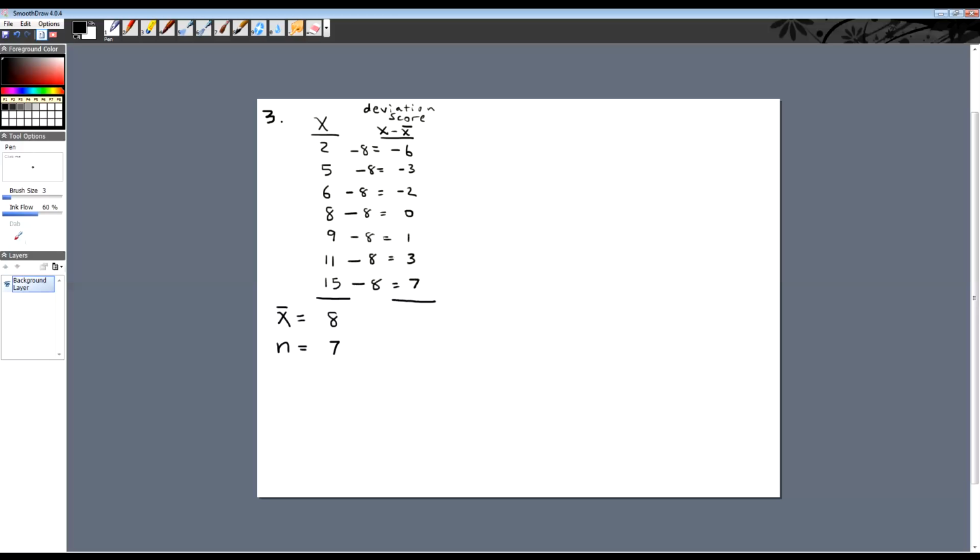Now, if we were to sum up these deviation scores, we would find that the sum is 0. This is a way that we can check that we did our deviation scores correctly. Now we're going to square these deviations. So negative 6 squared, this gets rid of the negative number, 36. Negative 3 squared is 9. Negative 2 squared is 4. 0 squared is 0. 1 squared is 1. 3 squared is 9. And 7 squared is 49.